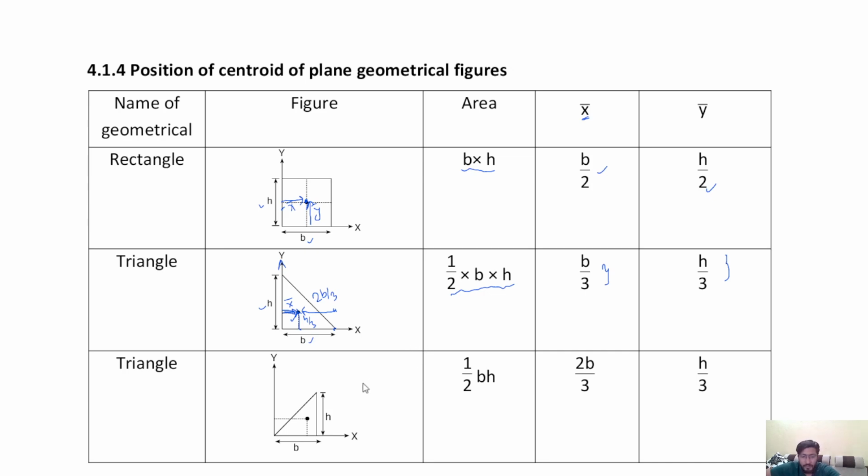And if you orient the triangle in this way and consider the reference axis like this, this being the reference x axis, you can say this is the centroidal x distance, that means 2b by 3, and from the reference x axis the centroidal y distance is h by 3.